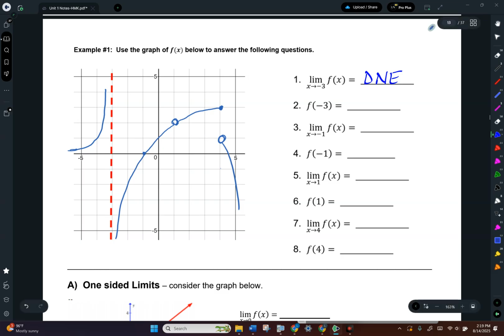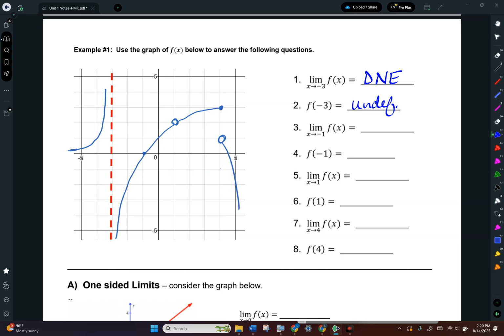But it says what is f of negative 3? In other words, what is the actual ordered pair at negative 3? Well, there's not an ordered pair. There's not an actual point at negative 3. So the only thing is for limits, we usually say does not exist. If we're talking about points, we usually say they're undefined, meaning there's not a point. It's just notation.